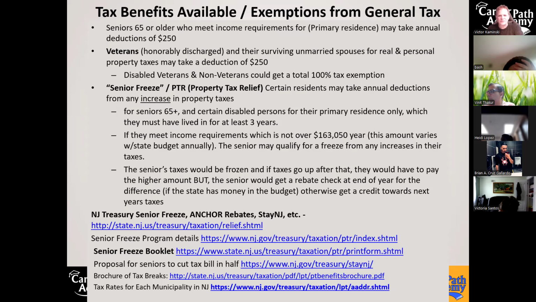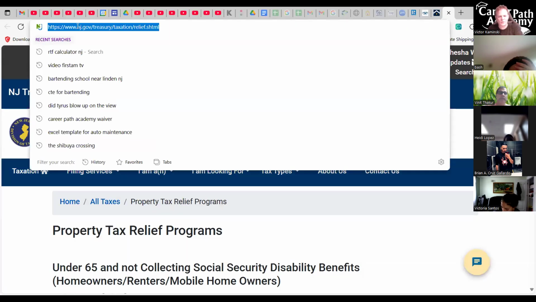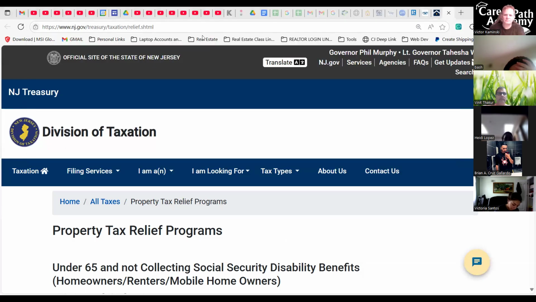And I'm going to take you to the Senior Freeze website now, or the New Jersey Treasury's website right now, and show you what they got. So if we were to click on this, boom, takes us here, the New Jersey Treasury's website. So I'll share that with you guys in the chat window. This is the New Jersey Treasury's website.